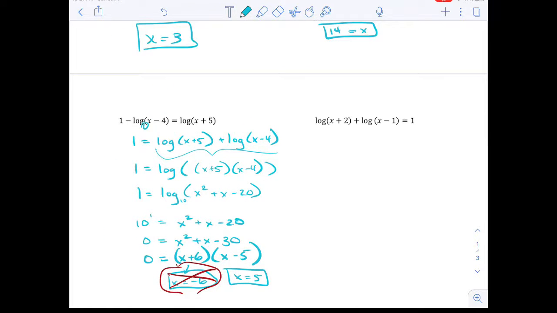Next one's very similar. Everything's already on one side for us. So I see two logs with the same base on the left side. So I know that I can multiply their arguments, x plus 2 and x minus 1 is equal to 1. So when I expand that one through, x squared plus x minus 2 is equal to 1. Now we have a log on one side of the equation, so I'm going to put that into exponential form, right? So remember, it's a common log, so 10 to the power of 1 is equal to x squared plus x minus 2, right? That argument.